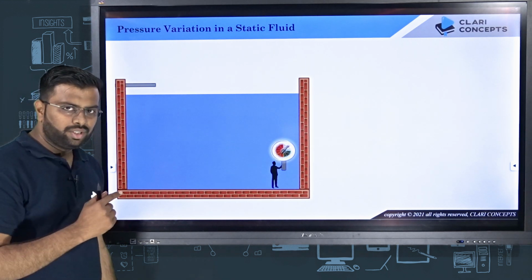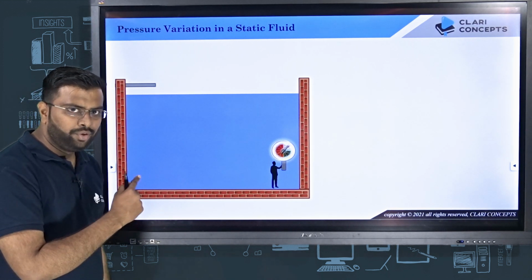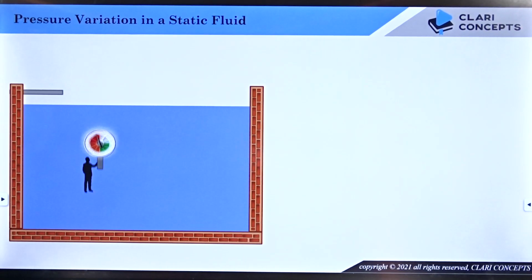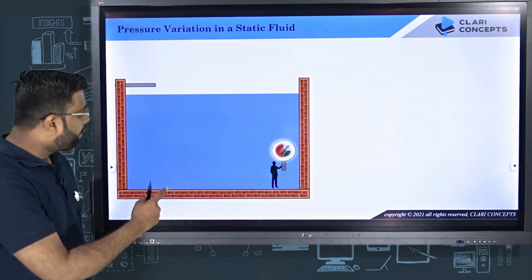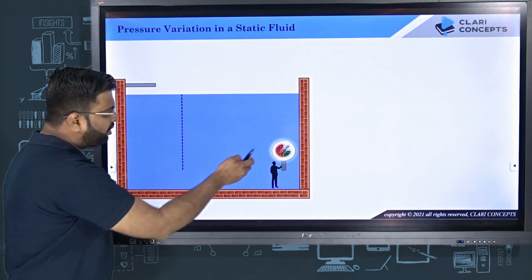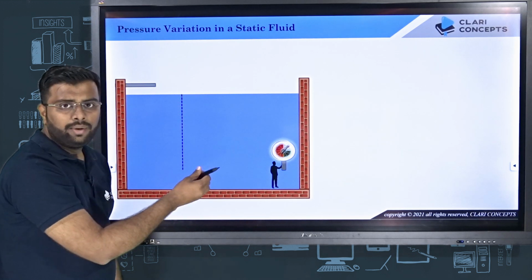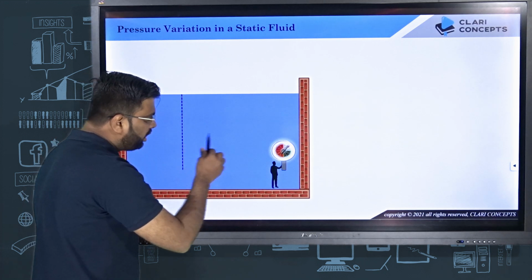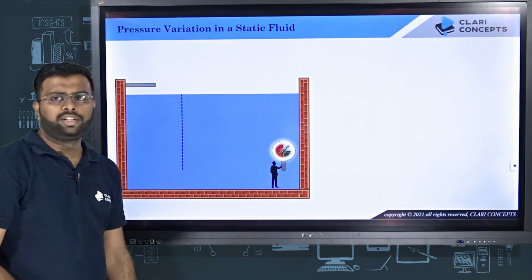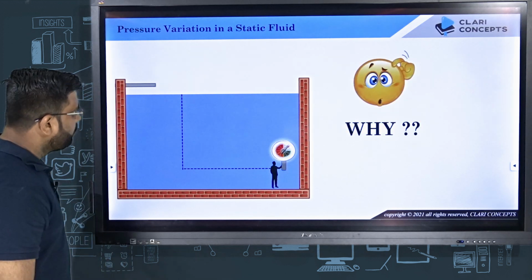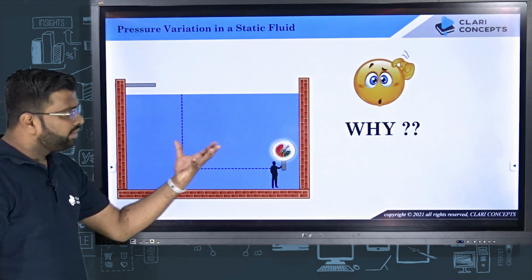So what did you observe? Look at it one more time very closely. What did you observe? When you were moving from top to bottom, the pressure was increasing. The pressure gauge was showing you the deflection in the needle. And when you started moving in the horizontal direction, the pressure gauge needle was not changing. That means it showed you the same pressure. Why is it so? Let us now understand and answer this why.